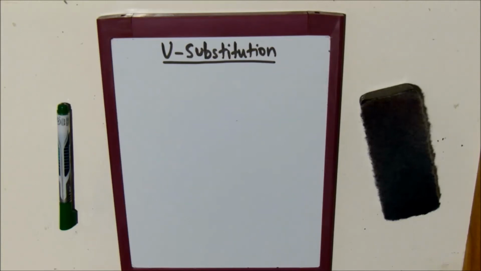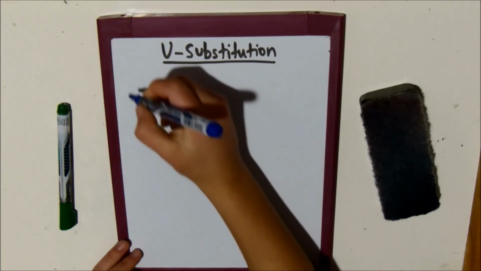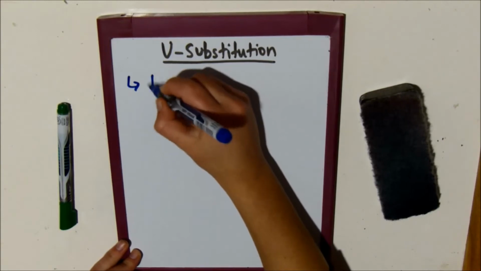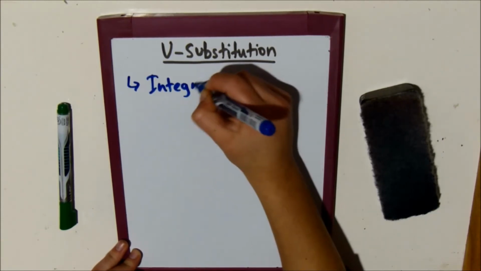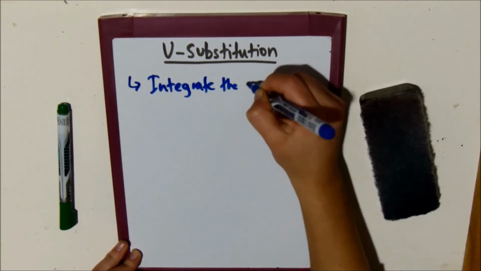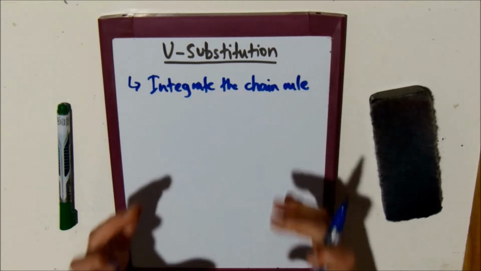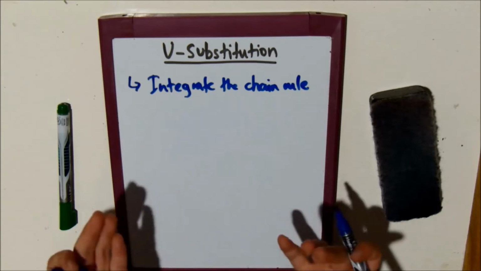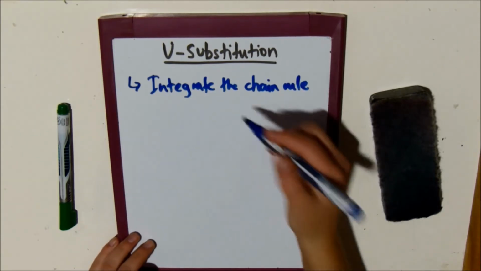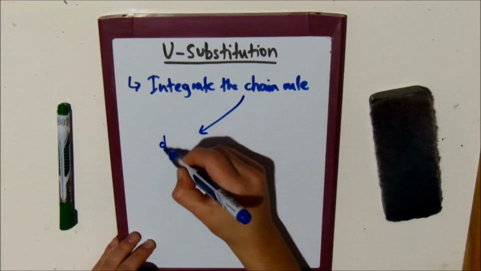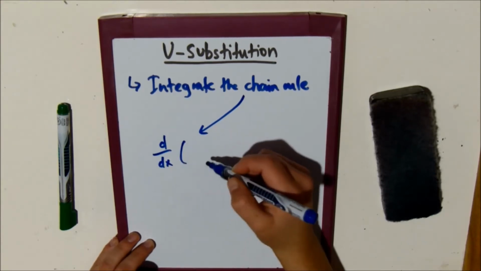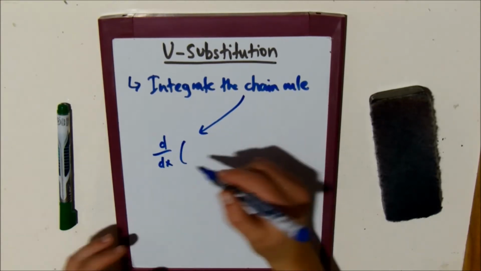Alright, so now let's talk about U-substitution. U-substitution is essentially just a way to integrate the chain rule. If you don't know what the chain rule is, I'll provide a link to my video on the chain rule, but I'll just summarize it real quick. The chain rule is basically when you're trying to take the derivative of a function within another function.